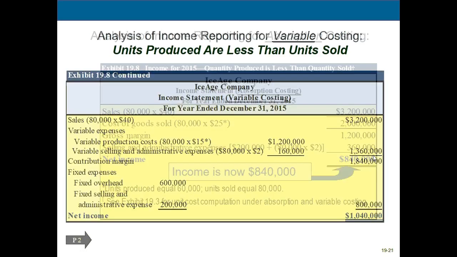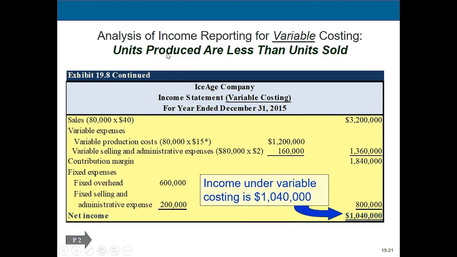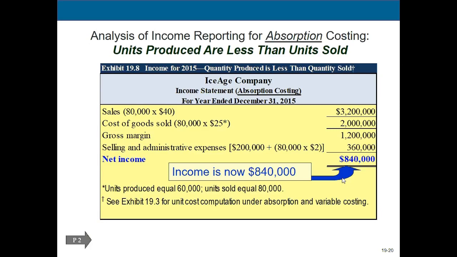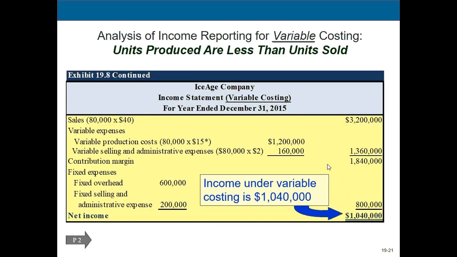What happens under variable costing? I get a net income much higher. So when units produced are less than units sold, under variable costing, I'm typically going to have a higher net income. Did you see what the difference was? The difference between these two? I'm going to go back one slide. 840,000 for absorption, 1,040,000 for variable. Isn't that 200,000? But it's 200,000 the other way.